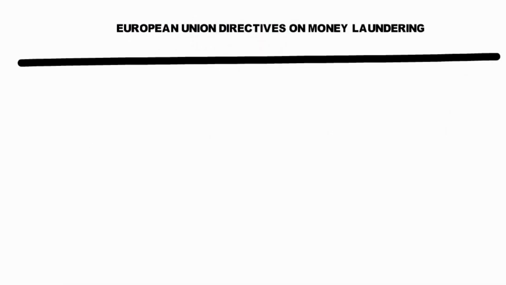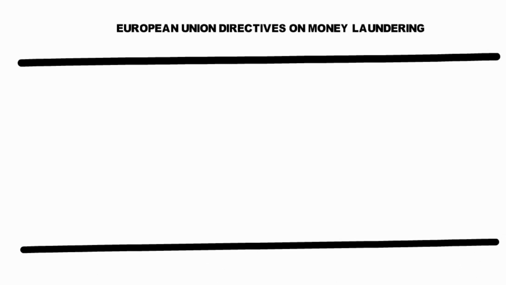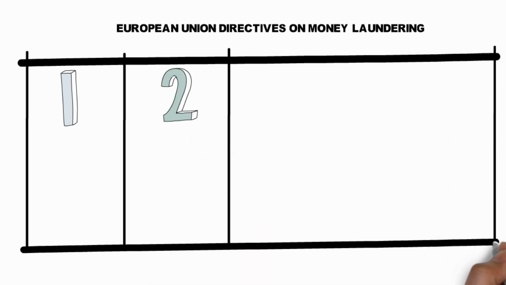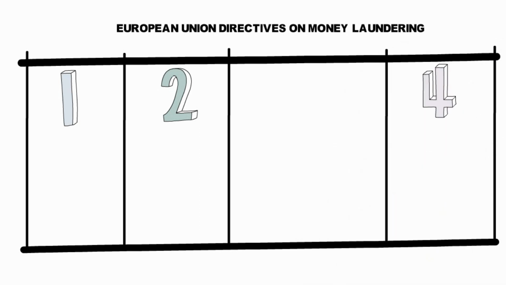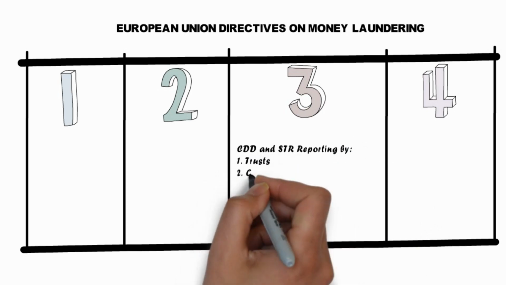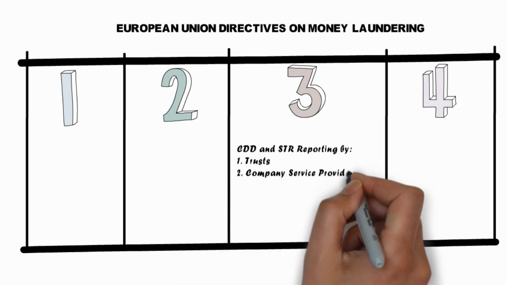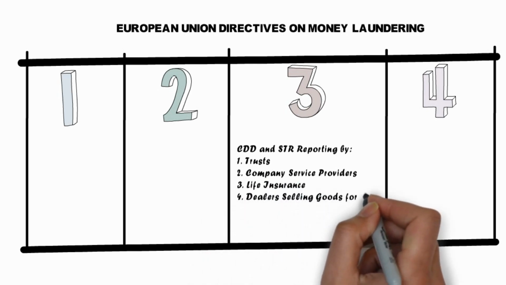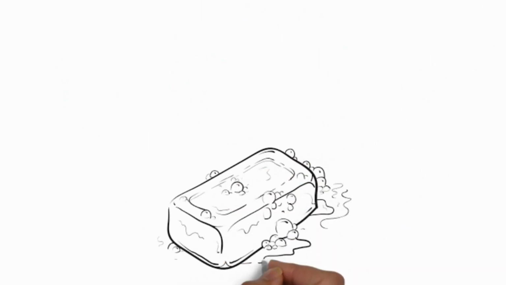Now we'll talk about European Union directives on money laundering. There are 4 directives altogether. You have to focus on the major requirement that each directive introduced because the CAMS exam will focus on that. For example, the 3rd directive extended the requirement of CDD and STR reporting to trusts, company service providers, life insurance, and dealers selling goods for cash, which was not applied previously. Moreover, most of you already know that European Union directives are enforceable in all European Union states.